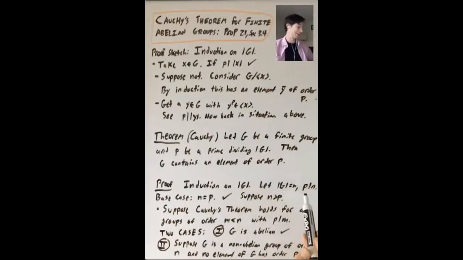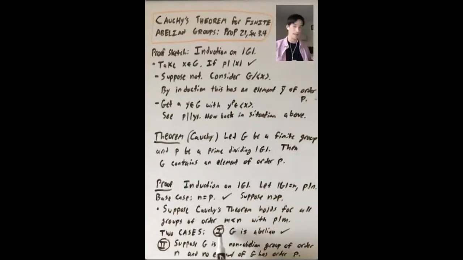That's certainly a positive integer where P divides it. And Cauchy's theorem for n equals P is trivial. We already know that every group of order P is cyclic, and every non-identity element has order exactly P. So Cauchy's theorem definitely holds in this base case. So we're going to suppose that n is bigger than P, and P divides n. Now we're supposing that Cauchy's theorem is true for all groups of order m less than n, where P divides m. The argument splits into two cases.